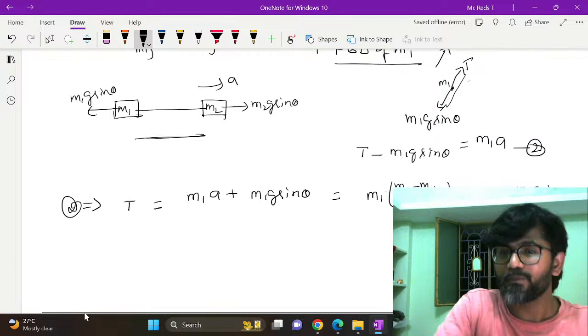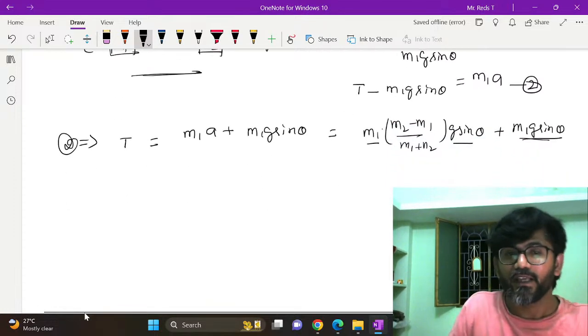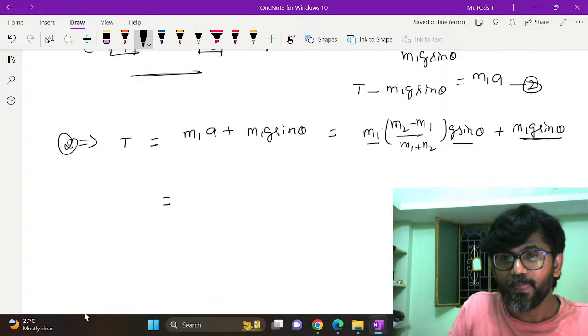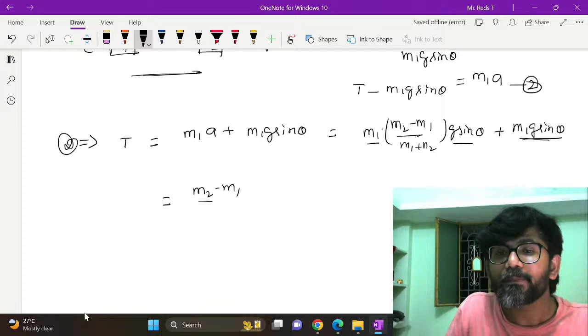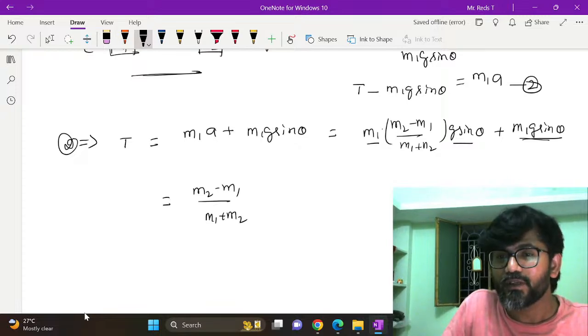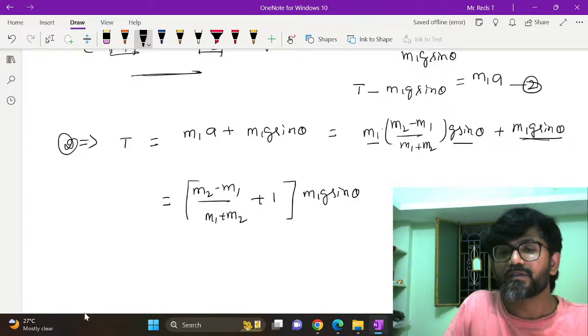Now here if you observe, this m1 g sin theta is common in both terms. Take it out and simplify. So you get 2 minus m1 by m1 plus m2, here also m2 plus 1. Why 1? We are taking m1g sin theta out into m1g sin theta. So this in turn gives m2 minus m1 plus m1 minus m2. So minus m1 plus m1 cancel, you get m2 plus m2 is 2m2.